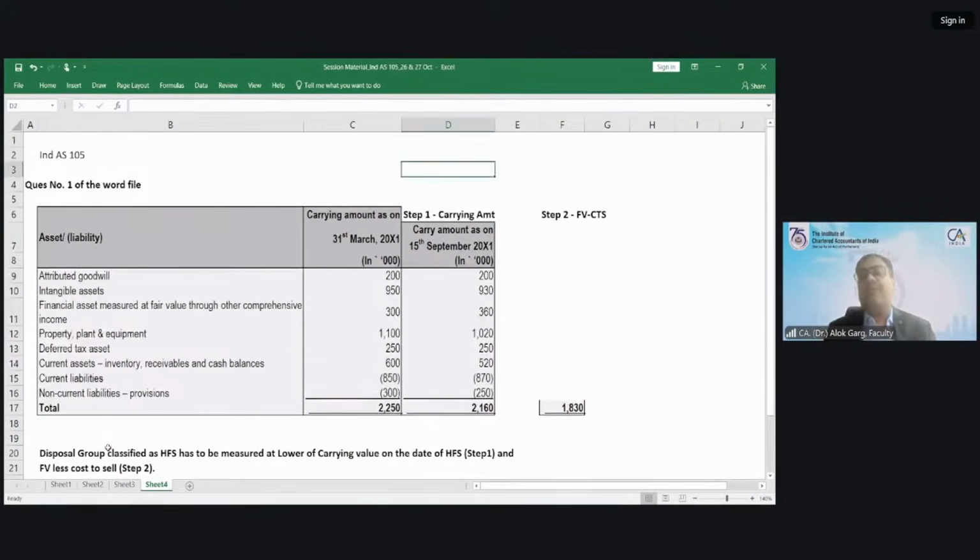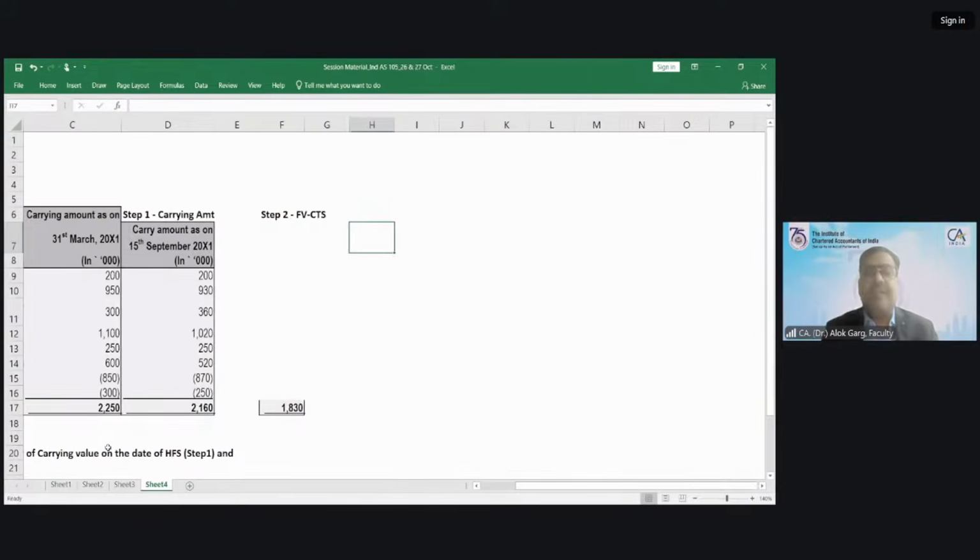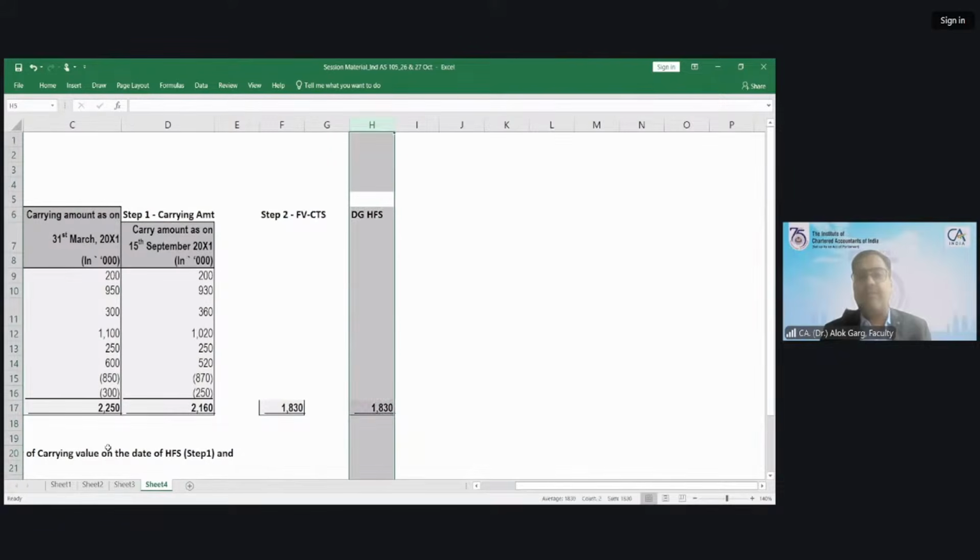Now the question is how this 3,30,000 has to be allocated, right? What is the revised value of the disposal group held for sale? The value of the DGHFS has to be the lower one. The fair value less cost to sell is 1830, so the value of the DGHFS should be 1830. But how will this 1830 come about?